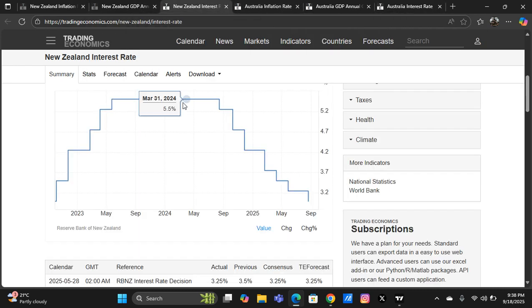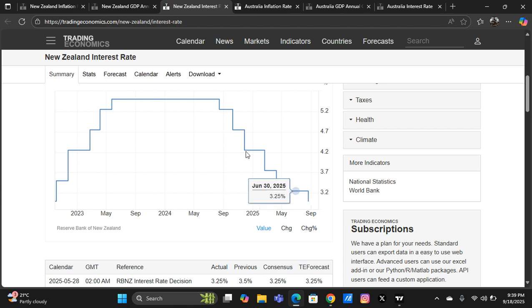Here you can see that New Zealand started its interest rate cutting cycle on August the 14th, 2024. The interest rates were at 5.5%, and after the first cut, they actually became more aggressive. They cut interest rates by 50 basis points three times, and then they slowed down. So what we're trying to do is hold along those currencies ahead of the Reserve Bank responding.